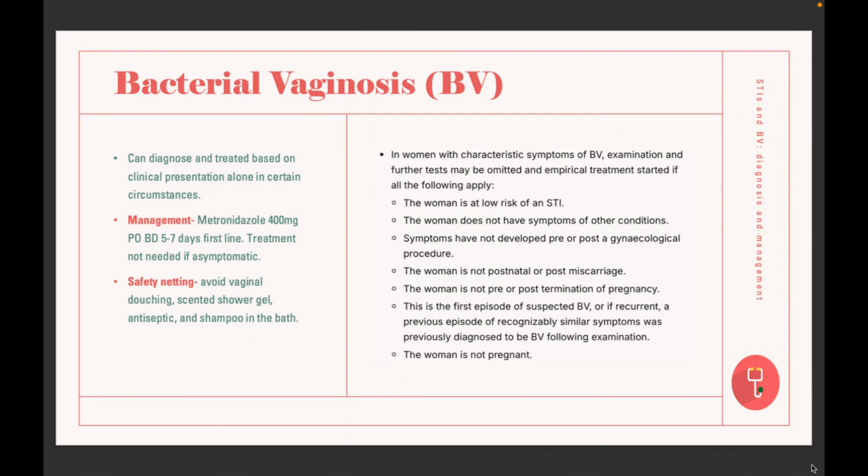Safety netting wise, avoid douching, scented shower gel, any antiseptic, shampoo in the bath, basically anything that can change the pH of the vagina. It's self-cleaning. Really, you only need water. If you really need to use soap, ideally not inside, and it should be unscented and suitable for sensitive skin. But ideally, if they could just use water, that is the ideal. Next slide, please.